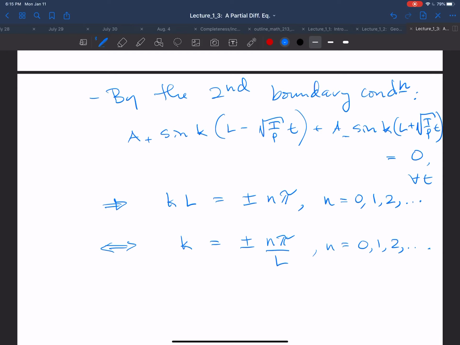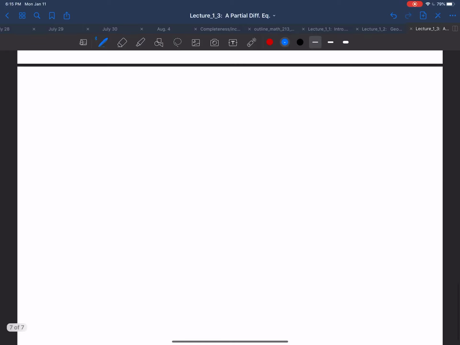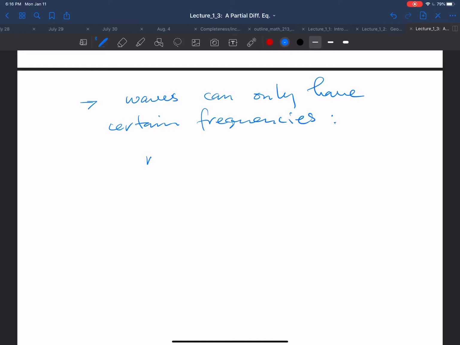So these solutions will be familiar to people who play stringed instruments. This means that the waves can only have certain frequencies. Namely, those frequencies are k, which is n pi over L, times the square root of T over rho, divided by 2 pi, if we're finding the frequencies as opposed to angular frequencies. So that gives us n over L times the square root of T over rho.